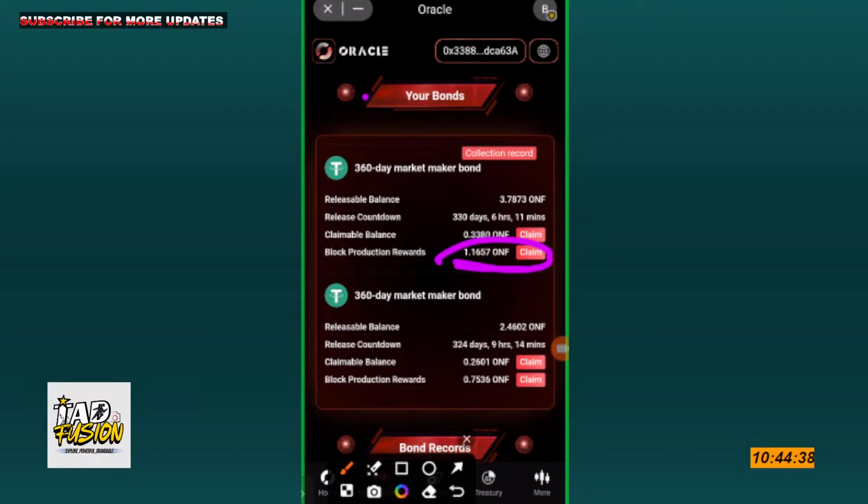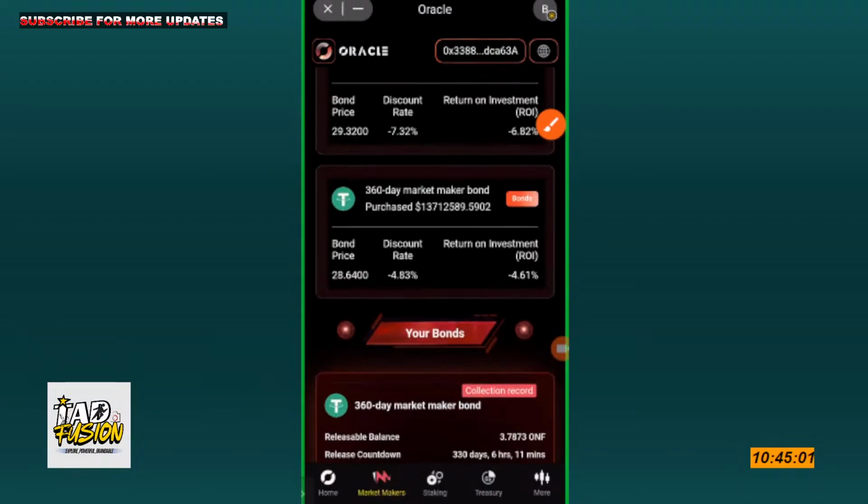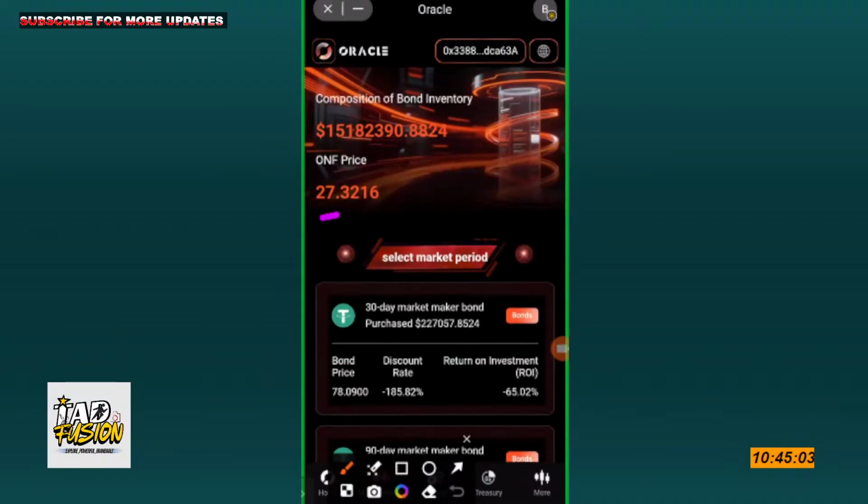I dilute the price. Because the more ONF that comes to the market, it means the supply is going to be more, but the demand is going to be low. The supply will be high, and the demand is going to be low, leading to the downfall of the price of the token.